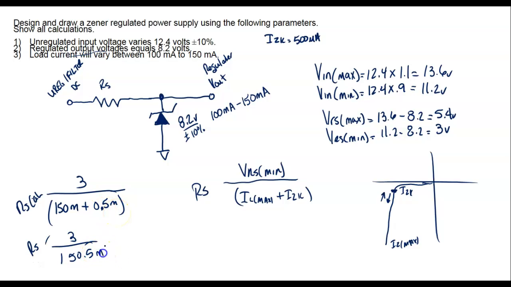So this is 150.5 milli. So what size are we going to choose for RS? So this is the calculated. What are we calculating for RS?